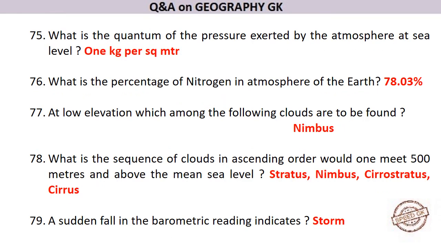What is the quantum of the pressure exerted by the atmosphere at sea level? 1 kilogram per square meter. What is the percentage of nitrogen in atmosphere of the Earth? 78.03%. At low elevation, which among the following clouds are to be found? Nimbus. What is the sequence of clouds in ascending order would one meet 500 meters and above the mean sea level? Stratus, nimbus, cirrostratus, cirrus. A sudden fall in the barometric reading indicates storm.